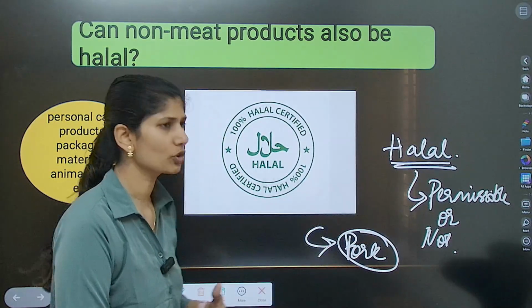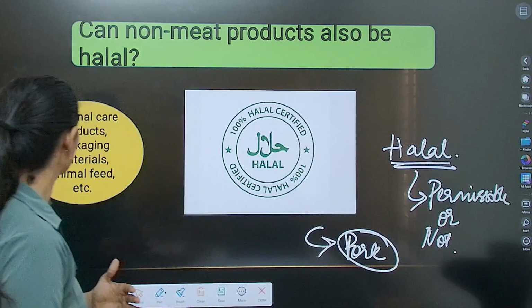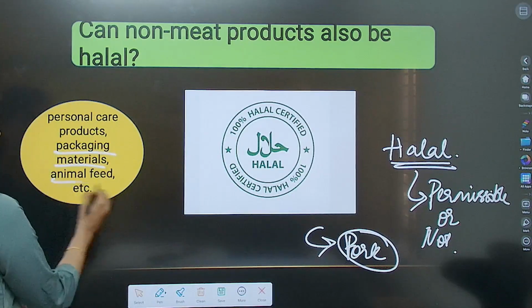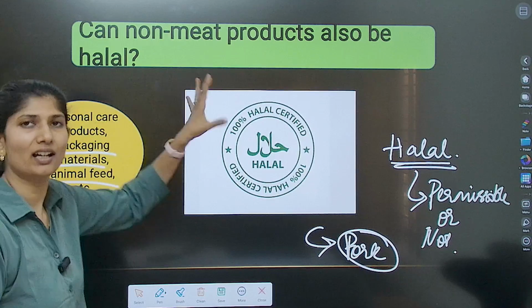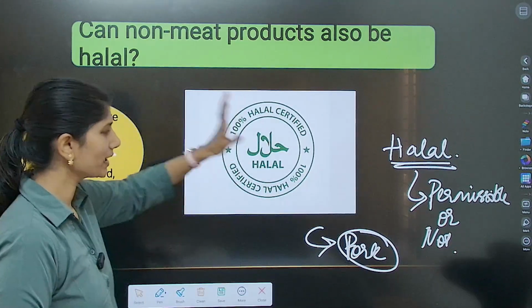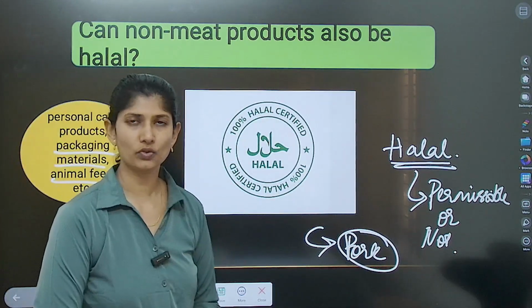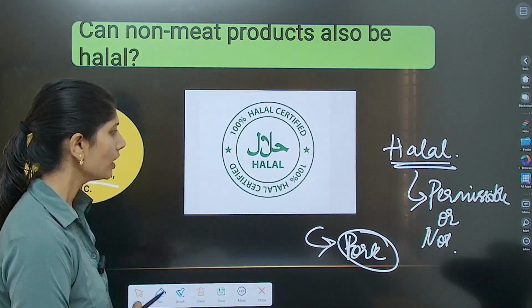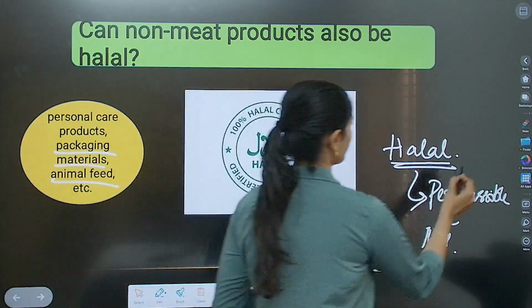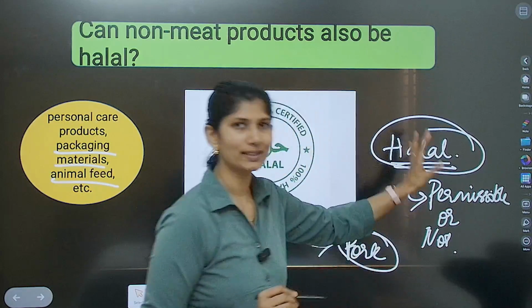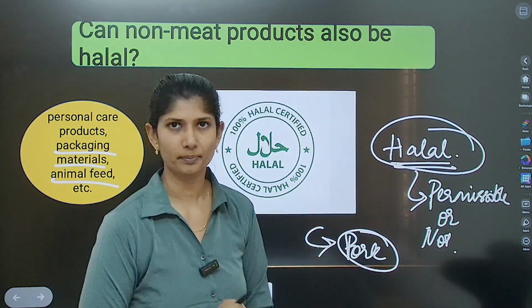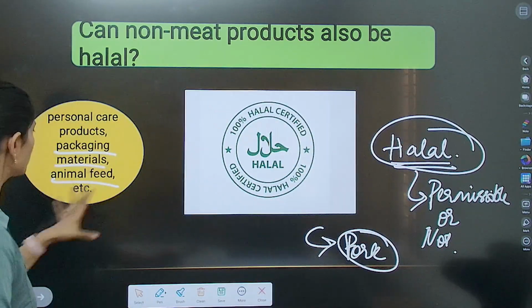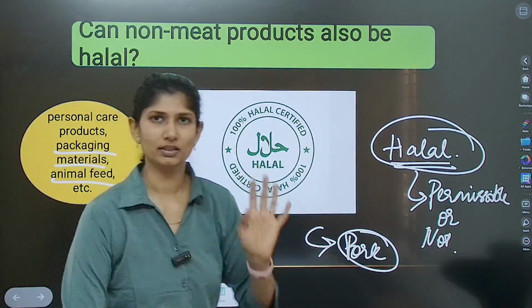The same thing applies to personal care products, packaging materials, animal feed. So all of these can carry halal certification. This can go beyond meat, that is, to non-meat products also. So the concept of halal certification is whether something is permissible or not. Understanding? So these also can carry the halal certification.